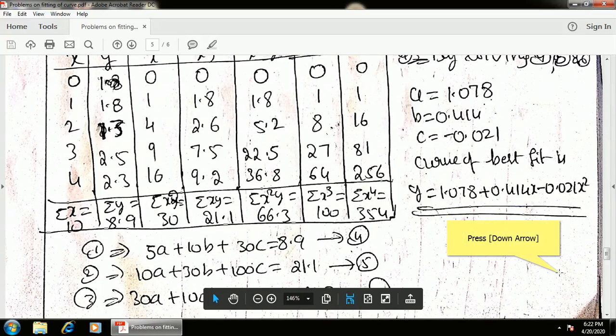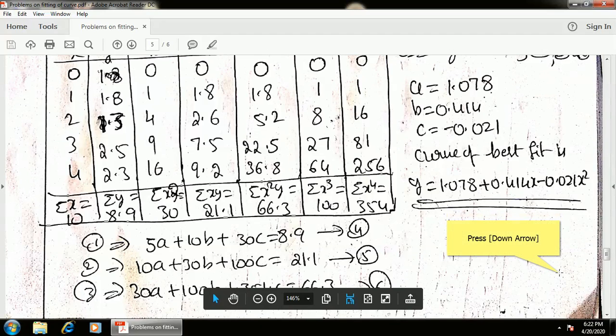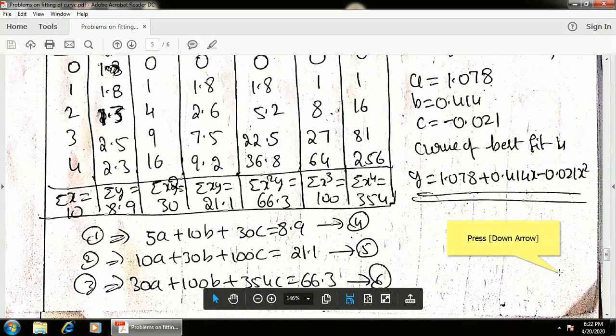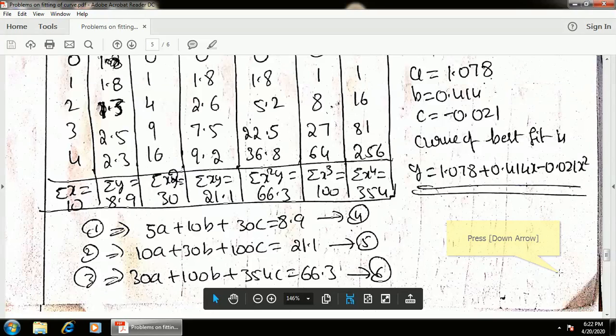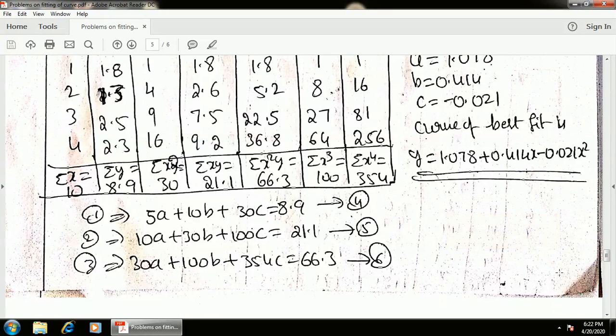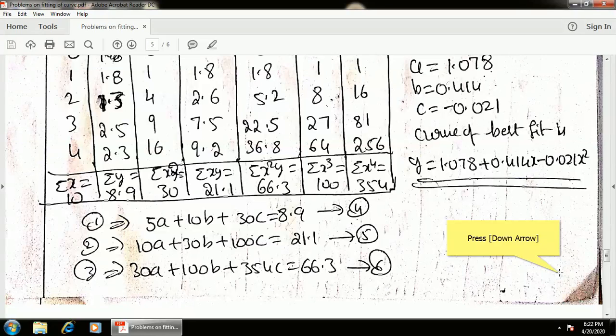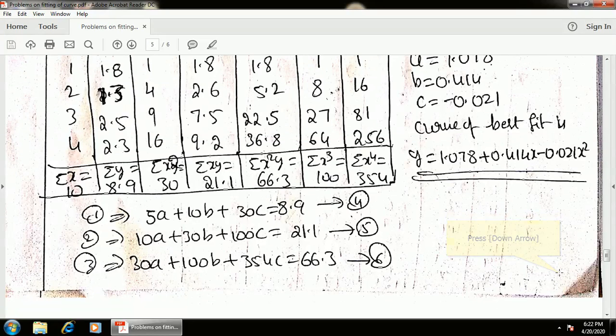Here I substituted. I call those equations as 4, 5, 6. Again, with the help of your calculator, easily you can find out the a, b, c values by solving the equations. A value is 1.078, B value is 0.414, C value is minus 0.021. Substitute those values into y is equal to a plus bx plus cx square. That is the required parabola.